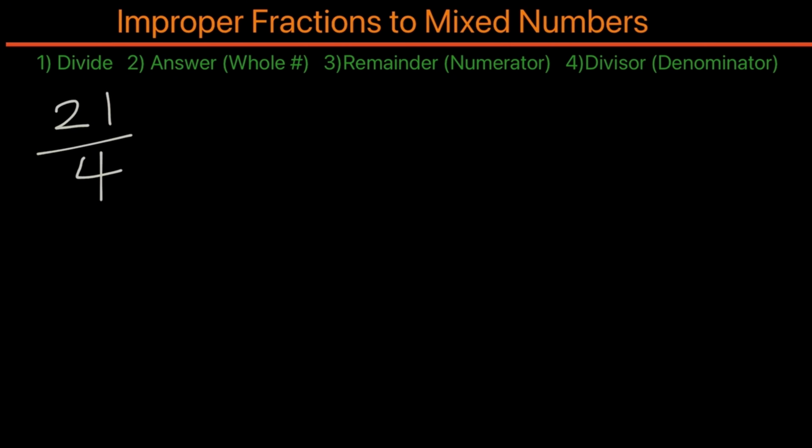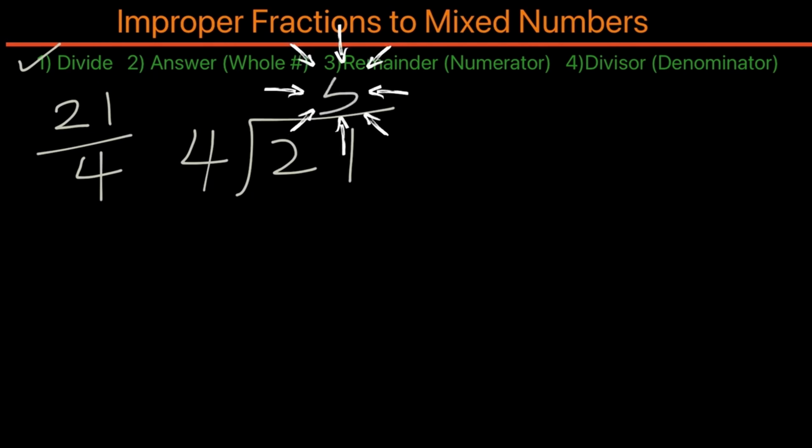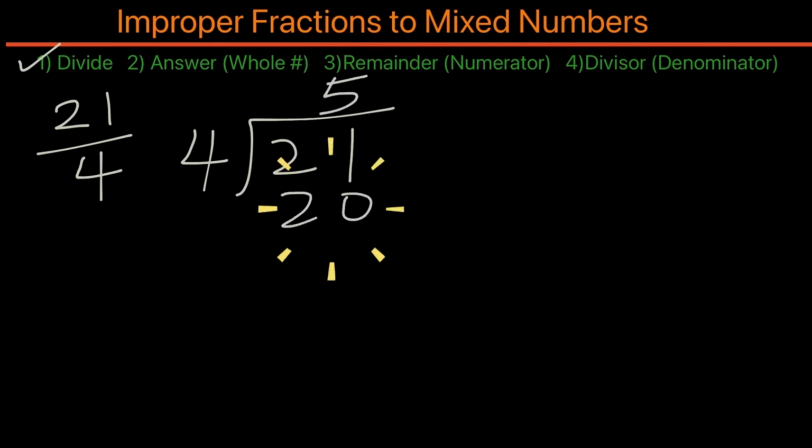So the first step that we would do is to divide. So we would take 21 divided by 4. Then we would times that by 5 to get to 20. 21 minus 20 is 1.